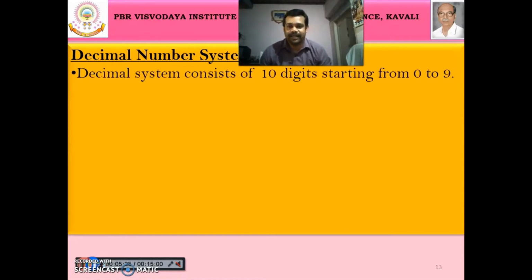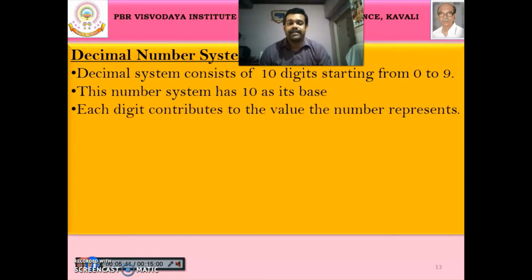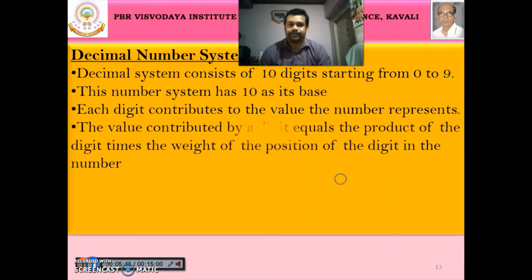The decimal number system consists of 10 digits. We have 10 numbers, starting from 0 to 9. This decimal number system has a base of 10. Each digit contributes to the value the number represents. The value contributed by a digit equals the product of the digit times the weight of the position of the digit in the number.